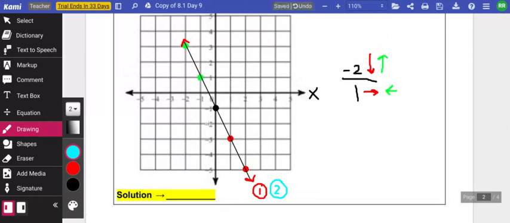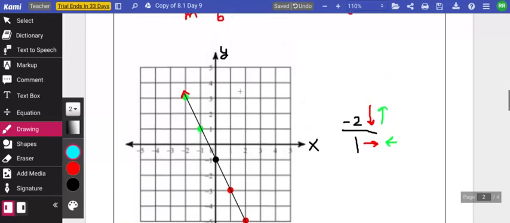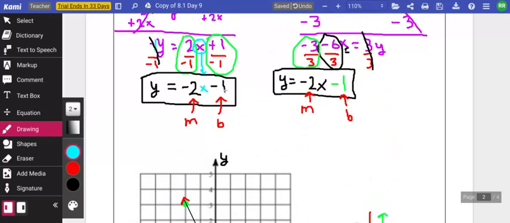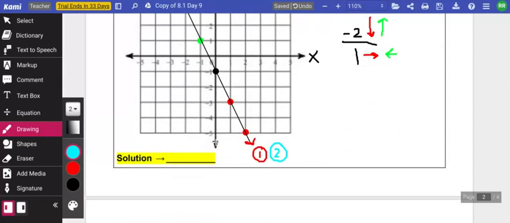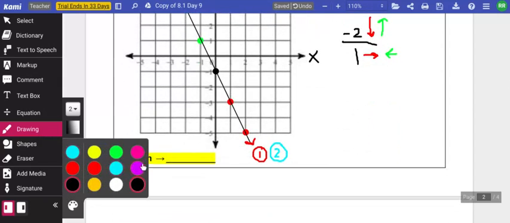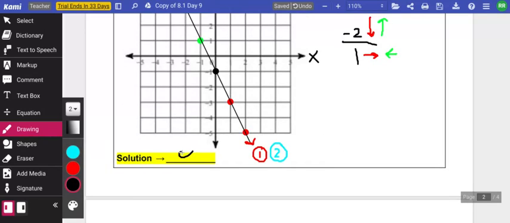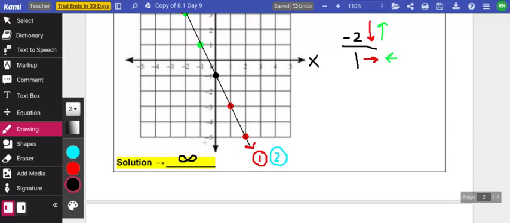So these lines are on top of each other. They are intersecting at every single point. Their slopes are the same. Their y-intercepts are the same. And so how many solutions are there? There are an infinite amount of solutions. And so what is the solution? You can draw the sideways 8 to tell me there are an infinite amount of solutions, or you could just write infinite. There are an infinite amount of solutions.